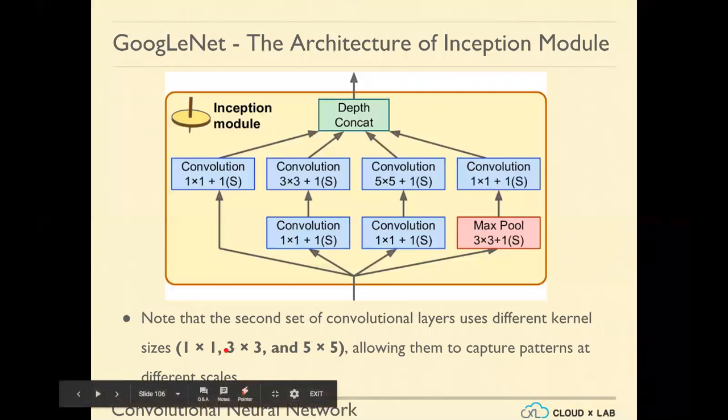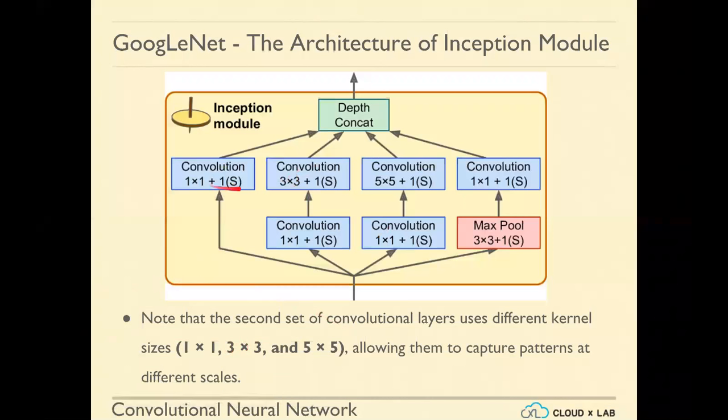All right, so that intuition is, because we have different sizes of kernel, right, 1 by 1, 3 by 3, 5 by 5, the window that will move on the input will be of different sizes, and therefore we will be able to capture the patterns at different scale, right? So we are basically moving different sizes of window on our input data.